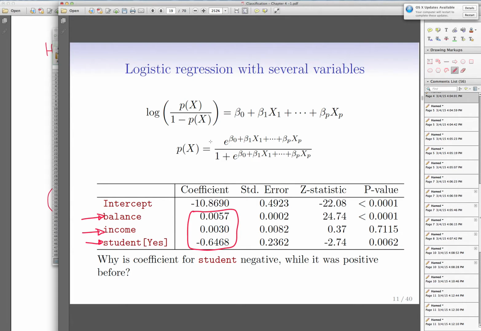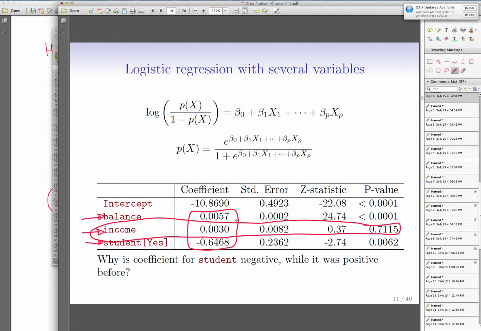First of all, we look at the p-values, and what we can see is that income is not that much of a deal. So we can just exclude that. And if you exclude that, you get almost the same results. So what is the point? Here we estimate that students are less likely to default. In the previous case, we estimated they're more likely to default. Where did this distinction come from?